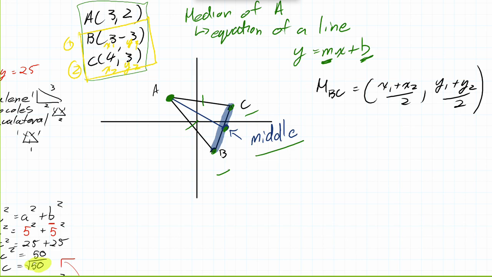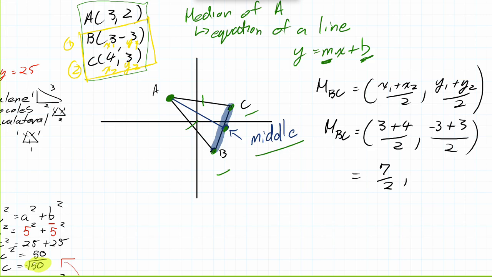And we just plug them in. So the midpoint of BC is equal to x1, which happens to be 3, plus 4 over 2, and -3 plus 3 over 2. Our midpoint here is going to be 7 over 2 and 0. So one's a real easy number to work with. The other one is a fraction, a bit tricky. We could technically say it's 3.5 if that's easier for you. You could say 3.5 and 0. Either of those will work.